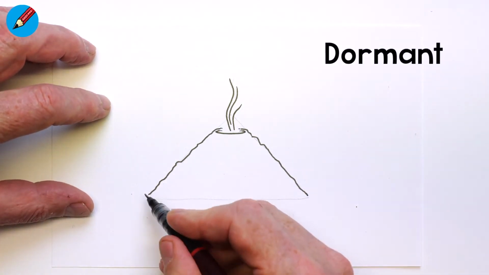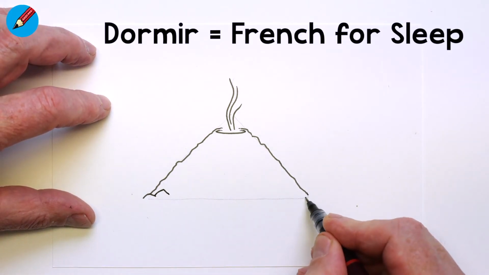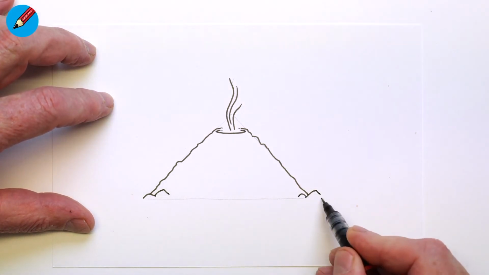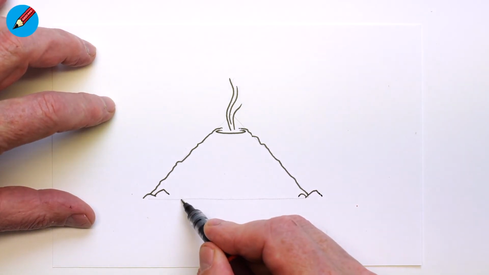This is a dormant volcano, which means it's sleeping. Dormir is the French word for sleep. And that's where we get words like dormitory from, is where you sleep, isn't it? In a dormitory, isn't it?